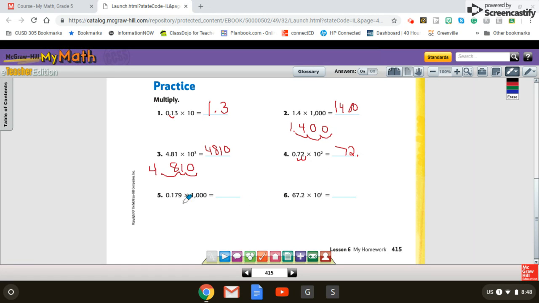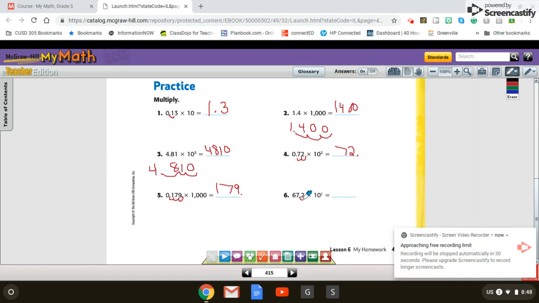Okay, 1,000 is going to move 3 places because there's 3 zeros. So you're going to go 1 place, 2 places, 3 places, and it goes after the 9. So your answer is going to be 179. And add your decimal if you need to. Okay, there's a 1 in the exponent, so it means we're going to move it 1 place. So your answer is going to become 672. Okay, all right, that should be the end. Should be time to switch.